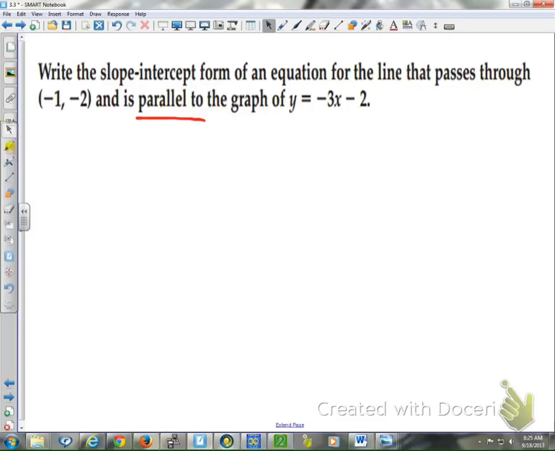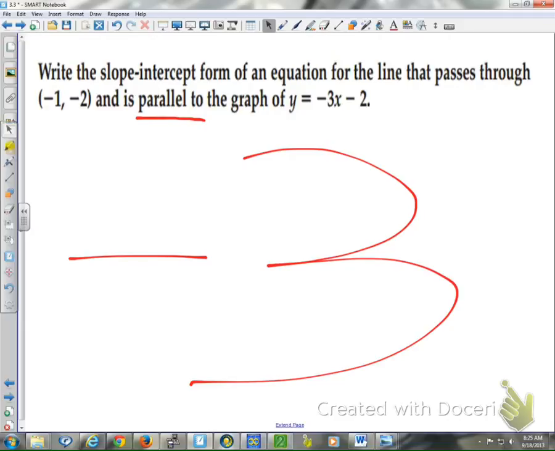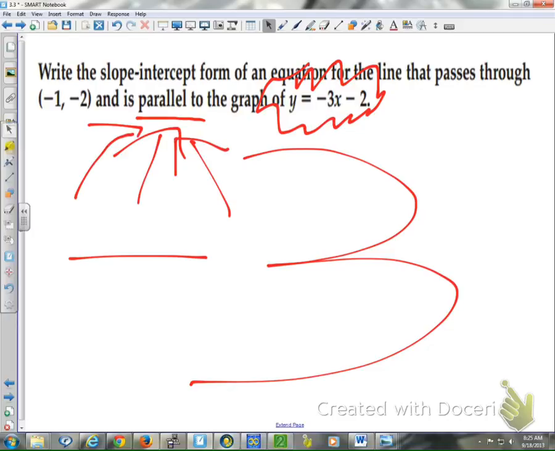So if our line is parallel to it, then our line is going to have a slope of -3, because they're the same. And if this one has -3, then ours will have a slope of -3. That's really all you need to take out of that problem. So our slope is -3 because it's the same as this one, because they are parallel. Keywords, keywords, keywords. Okay, now let's actually work this problem.